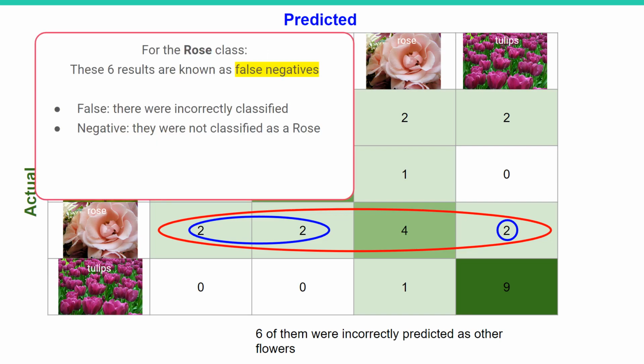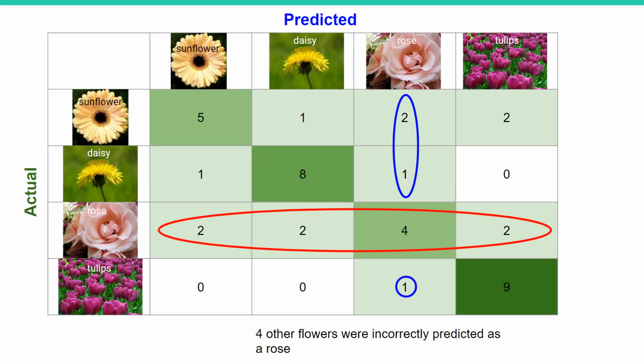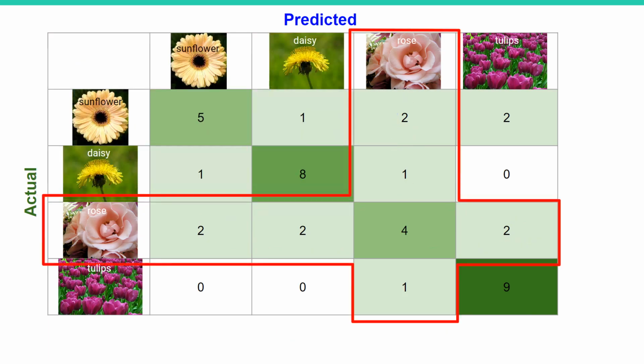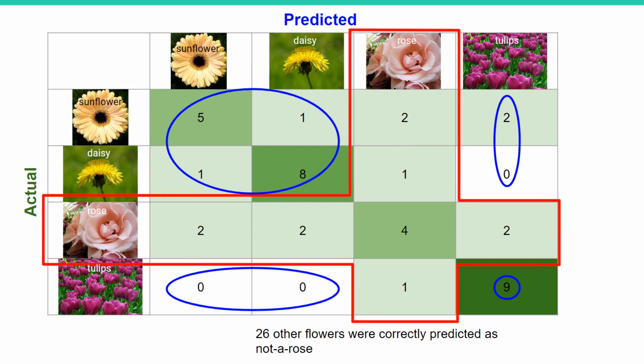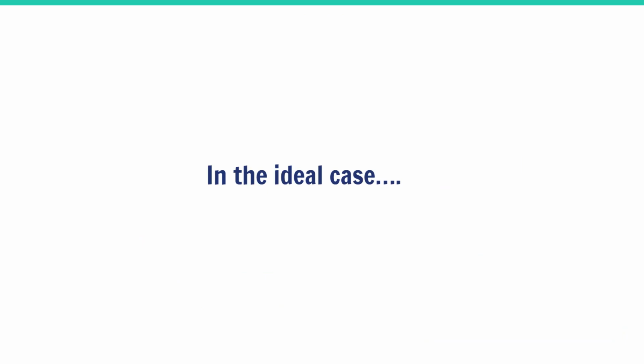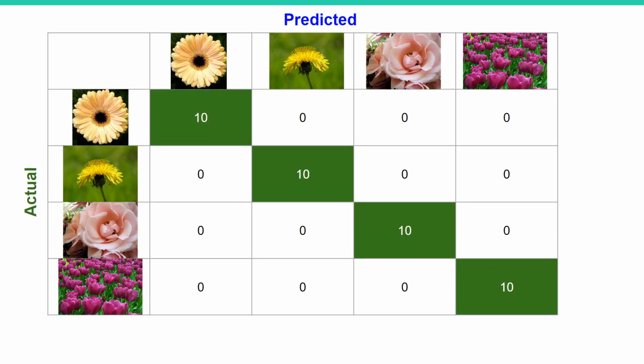False because they were incorrectly classified, and negative because they were not classified as a rose. When we look at the column, we have a total of 4 false positives, which were images that weren't roses but were classified as roses, so false because they were wrong, and positive because they were classified as a rose. And then all the other ones are true negatives, totaling 26, true because they were correctly classified as not being a rose. So in the ideal case, we would have a confusion matrix that has only numbers along the diagonal going from the top left to the bottom right, just like how we saw for the 2-class situation.